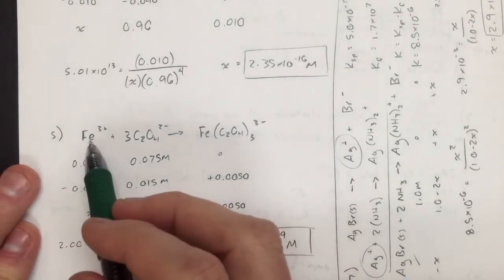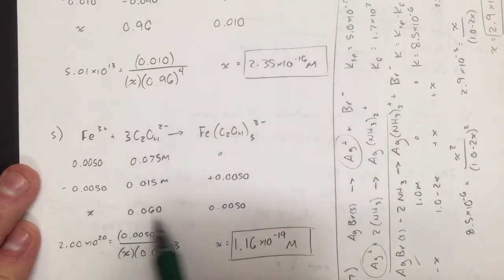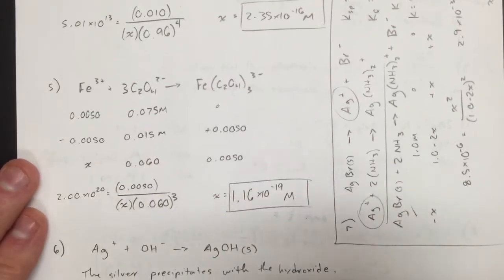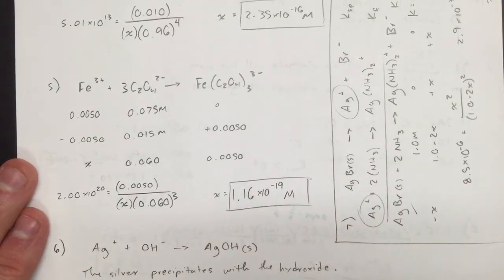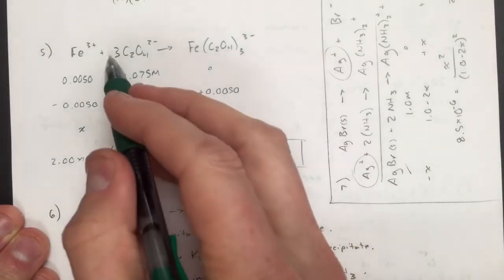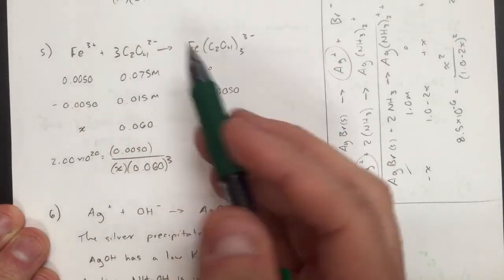Number 5, we got the same type of problem except different numbers, and I'm pretty sure we went through this one in class together. So 1.16 times 10 to the -19 molar. It's the same exact thing. Go over it if you want. This time is a 3 because there's a 3 and whatnot. I'm pretty sure we did this one in class.